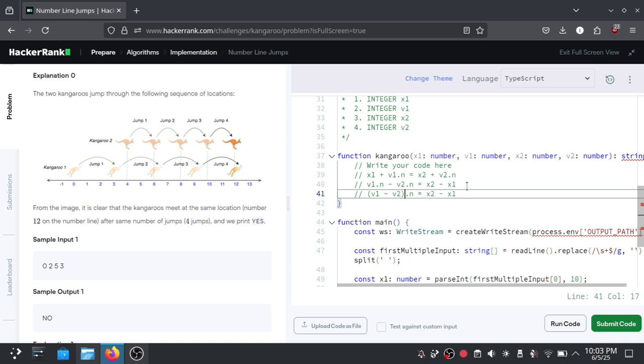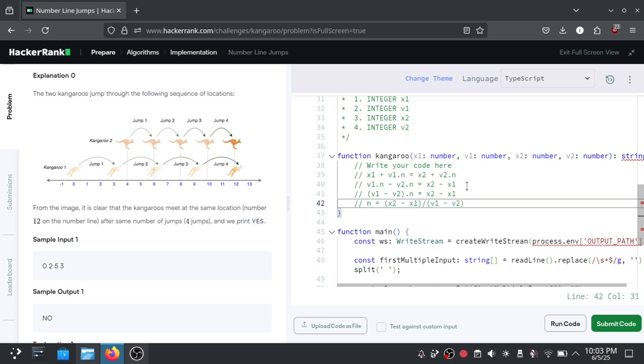And then for the third step, we can simplify: the velocity 1 minus the velocity 2, times n, equals the second kangaroo's position minus the first kangaroo's position. And then for the final part, we can find the number of jumps required for them to meet at the same point at the same time. So we are calculating the position of Kangaroo 2 minus the position of Kangaroo 1, divided by the velocity of Kangaroo 1 minus the velocity of Kangaroo 2.